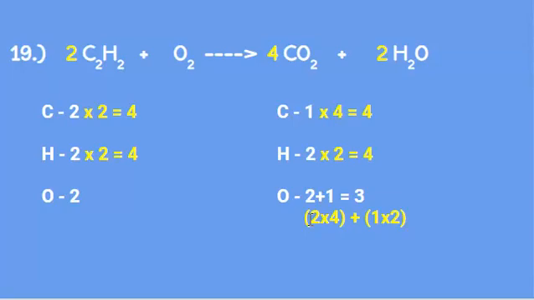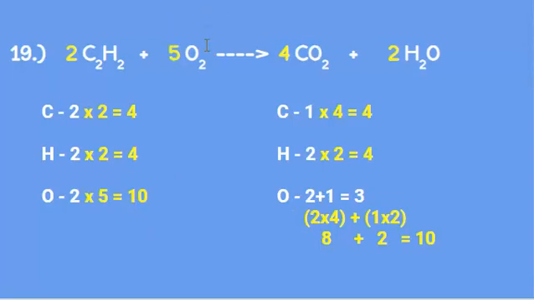So how many oxygens is that now? 8 plus 2 equals 10. Now this is solvable. How will we finish it up? Make 10 oxygens on the other side by multiplying by 5. Where does the 5 go? Right there in front of the O2. And now we have a fully balanced chemical equation.